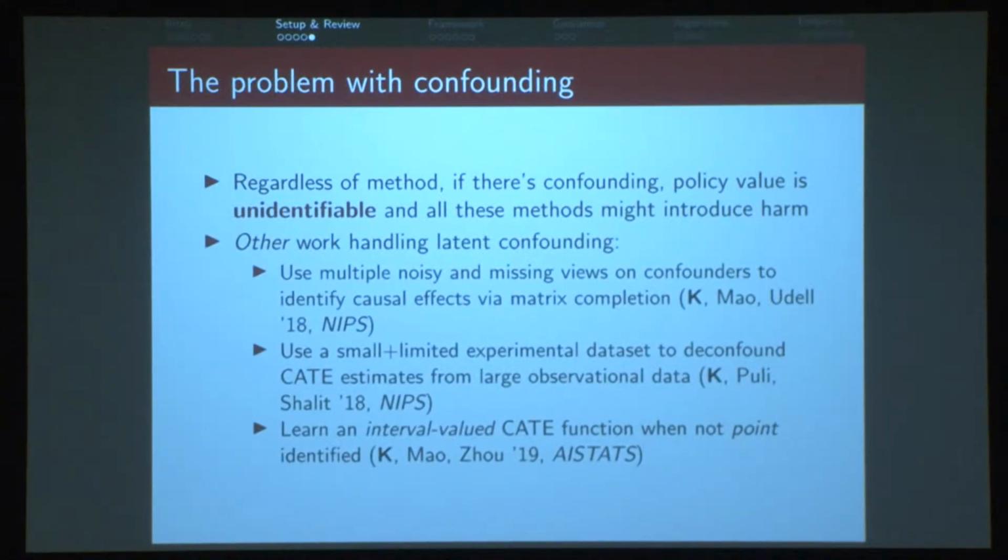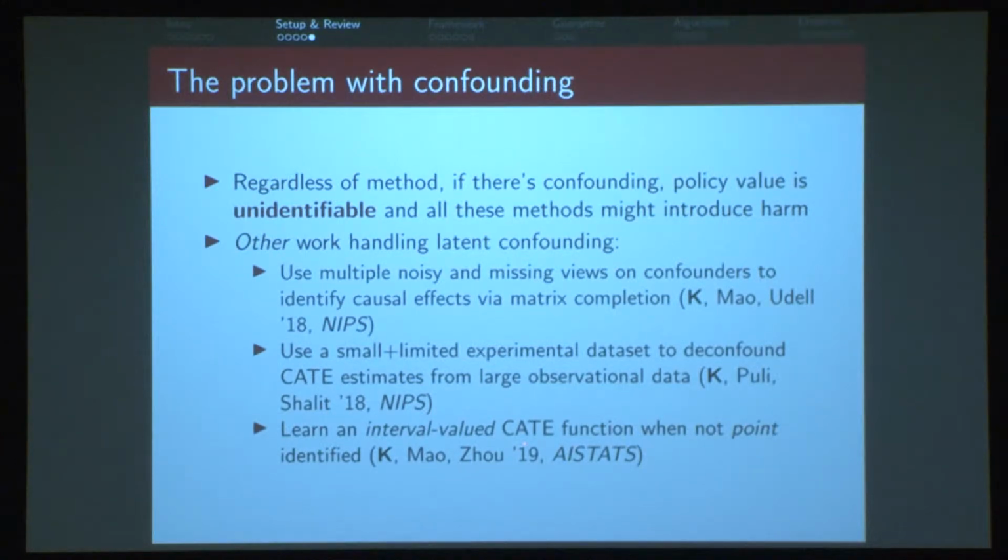Some other work that I've done has looked at how to handle latent confounding in different situations, not policy learning. So one thing you can do is if you have high-dimensional, noisy, and missing views on the confounders, we show you can use matrix completion to still identify causal effects and give finite-sample bounds on how big the error can be. I've also looked at how to use, if you have a small experimental data set that could even be, that data set in Germany that doesn't generalize to us, you can actually still use that to deconfound your CATE estimates from a large observational data set.